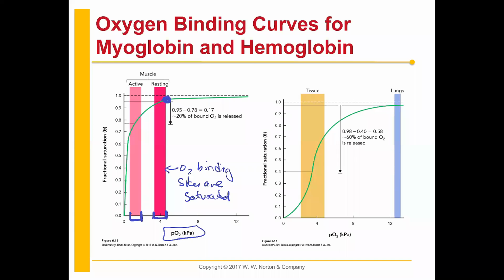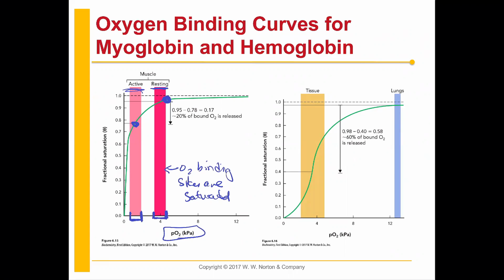Now, when we compare that resting to active, here's active, right? When we go from resting to active, we are dropping our fractional saturation significantly. So we have less free O2, and so we have fewer binding sites that are full. That's telling us that myoglobin is really there for storage, right? We're resting, we're going to store it, and then we're active and we're going to use it.